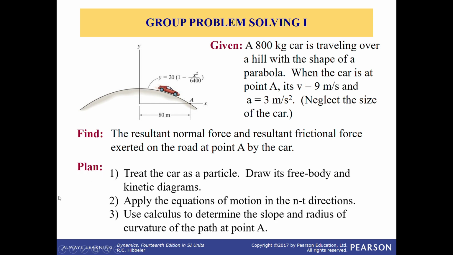So the plan: like I said just now, treat the car as a particle, because the most important thing when we treat the car as a particle is that we just need to know the mass. Then draw its free body and kinetic diagrams. Free body, like we discussed before, is only concerned about the forces, and the kinetic diagram is about the motion, in which direction the particle will move. Second, apply the equation of motion in the n-t directions, normal and tangential directions, because this is concerned with a curved path, not a rectilinear motion. Then use calculus to determine the slope and radius of curvature of the path at point A.